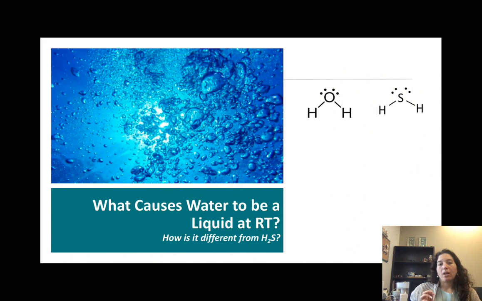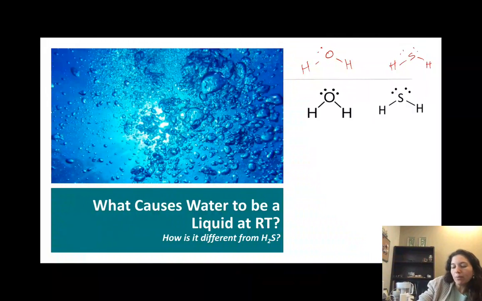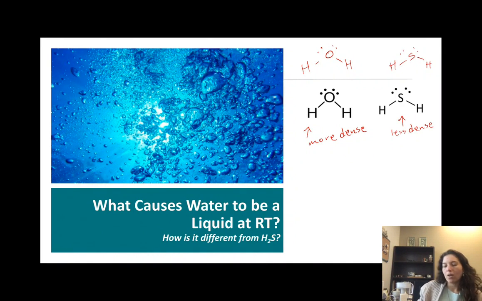So I want you to think for a minute about what causes water to be a liquid at room temperature. Say you have another water molecule here, and you have an H2S. I'm always using H2S because it's so similar to water. Really, really similar, but it acts so differently. So what causes water to be a liquid at room temperature? Why would this one be more dense, or less dense? What are some reasons you can think of that this might happen?